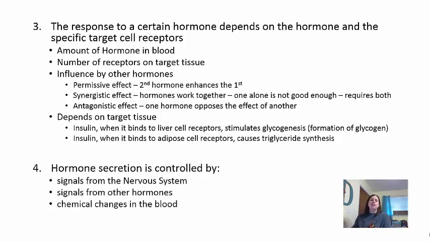The last thing here, though, is hormone secretion. Hormone secretion is controlled by a number of things. First, it is going to be controlled by the nervous system. We've already talked about that. The nervous system is going to help control what gets released and when. Also, other signals from certain hormones. Remember the permissive effect or the synergistic effect, where they're going to work together and making sure that they're present. But also chemical changes in the blood. Sometimes we can notice there's a change in the blood that causes the body then to release that particular hormone.